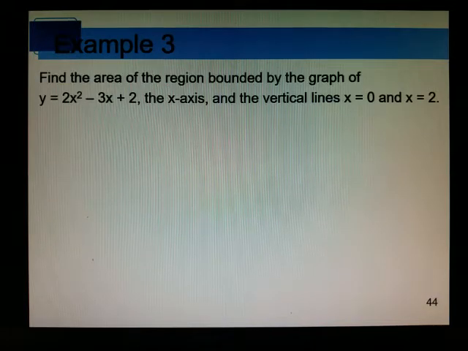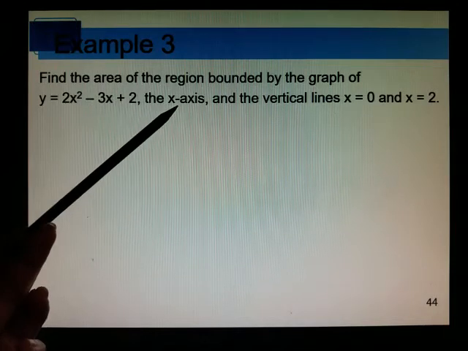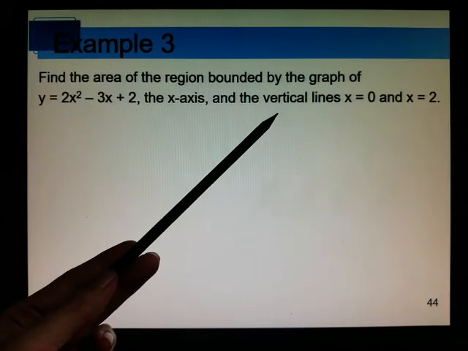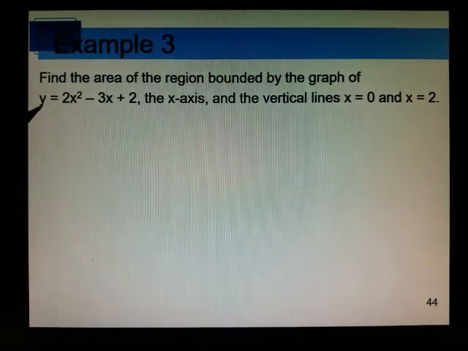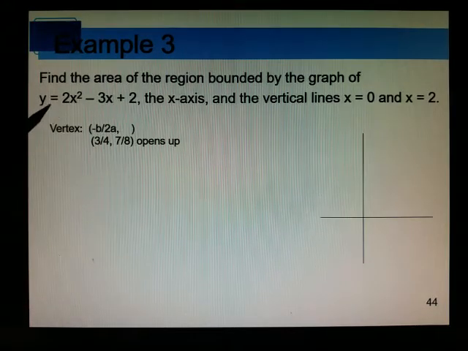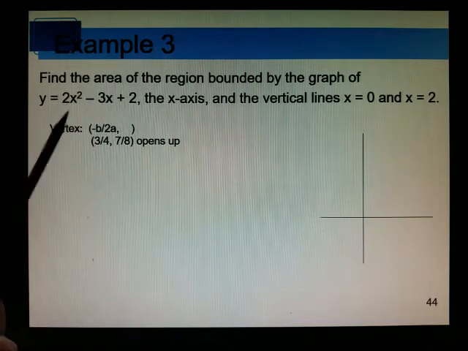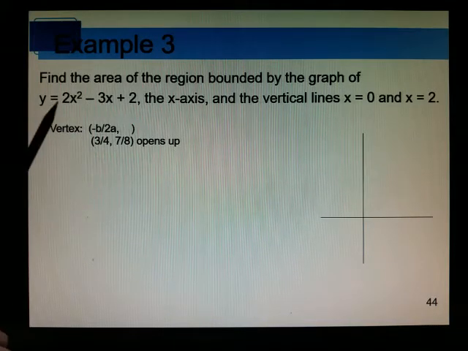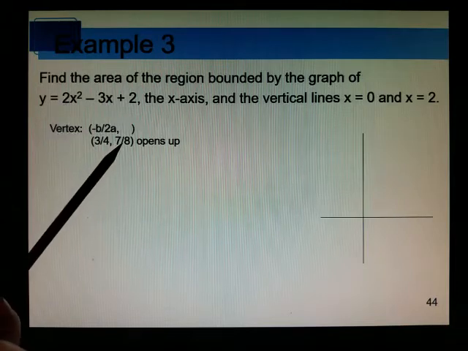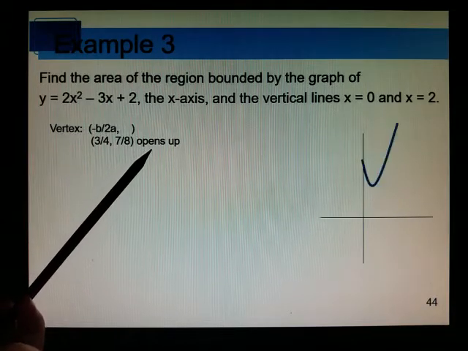All right, so now we want to find the area of the region bounded by the graph of this parabola, the x-axis, and the vertical lines x equals 0 and 2. So we have a parabola. I don't know where the vertex is. It doesn't tell me. It's not in vertex form. So remember, the vertex would be at the opposite of b, so that's 3 over 2 times a, so at 3/4. Plug in the 3/4 for each x, 7/8 is the y, and we do know the parabola opens up.